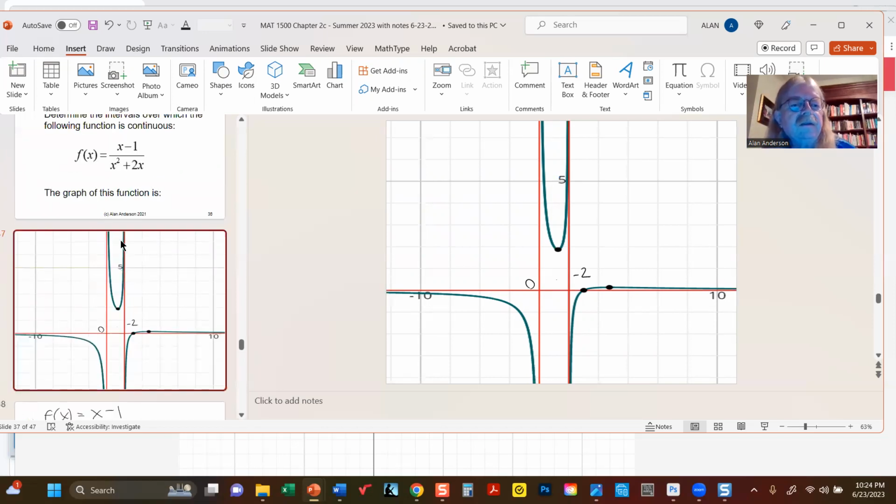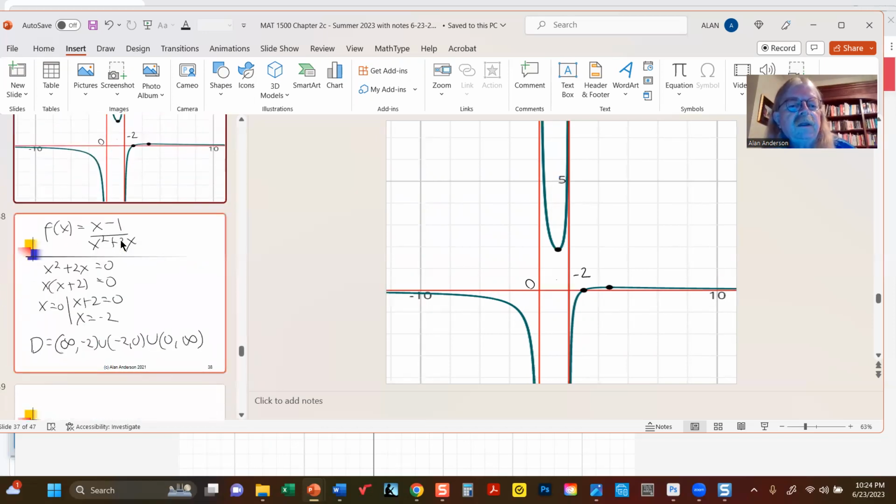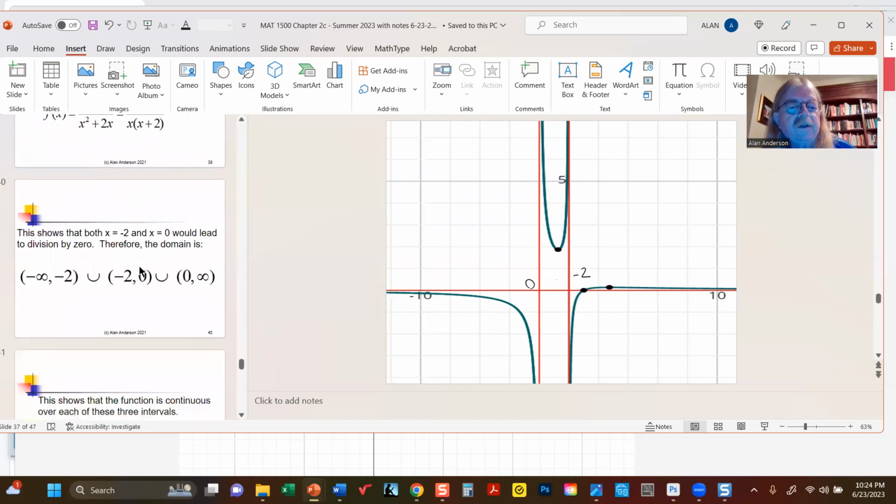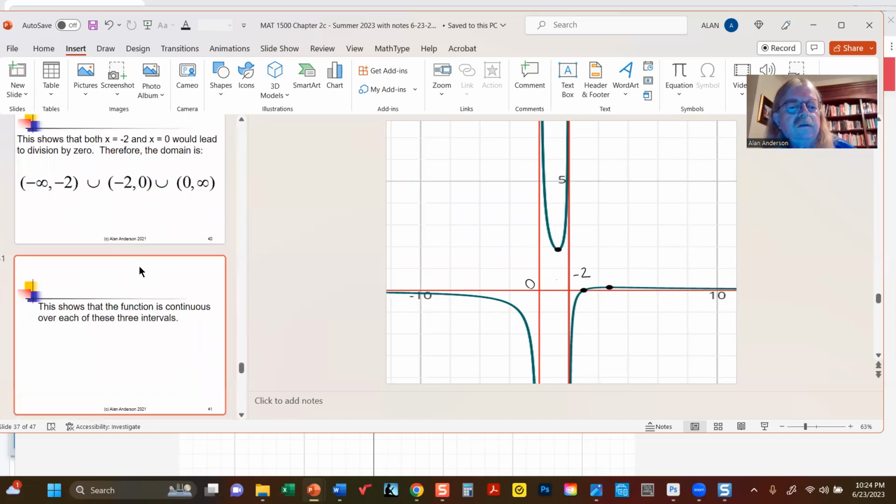And so what that means is that the function is continuous in the three intervals, but not at those 2 points. Okay, so it's continuous everywhere except when x equals 0 and when x equals -2.